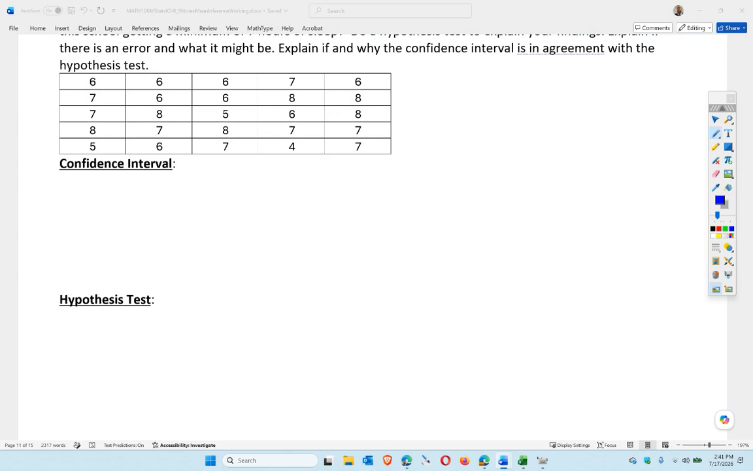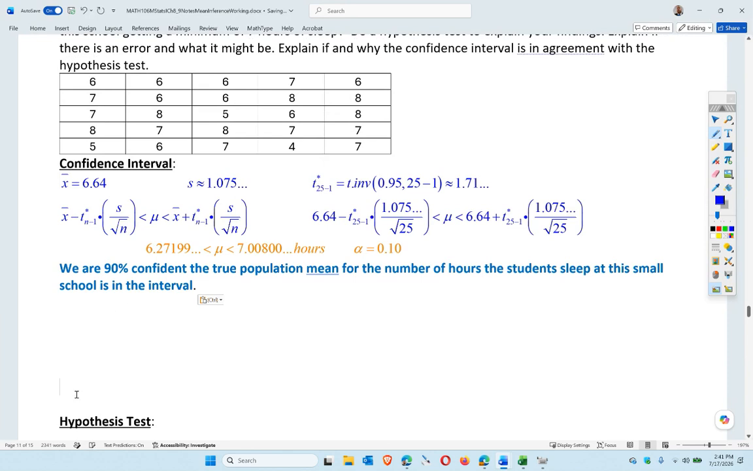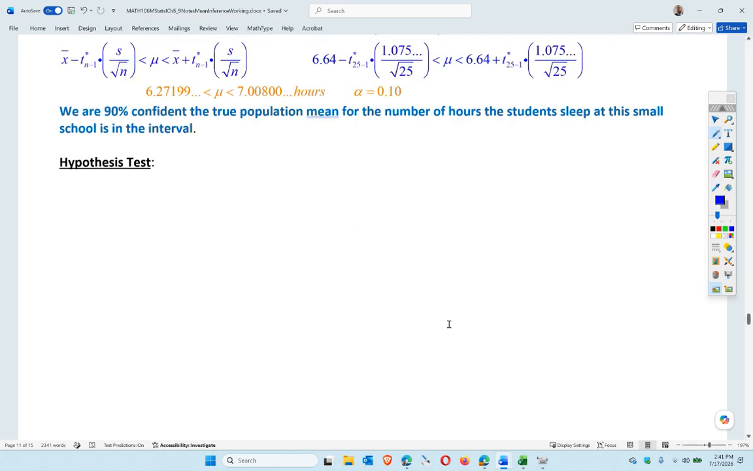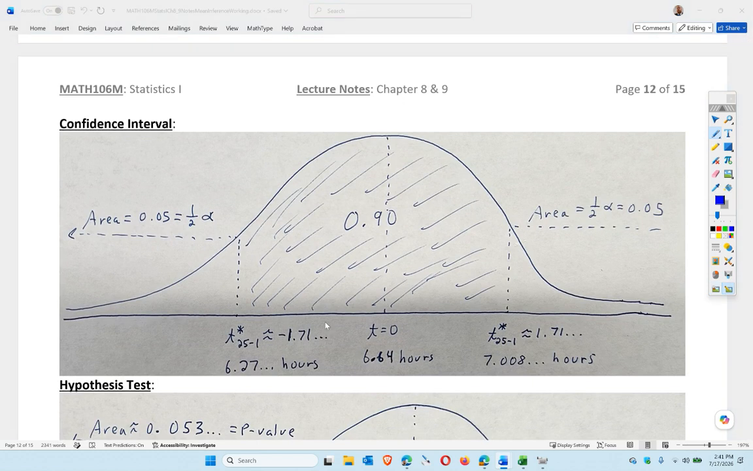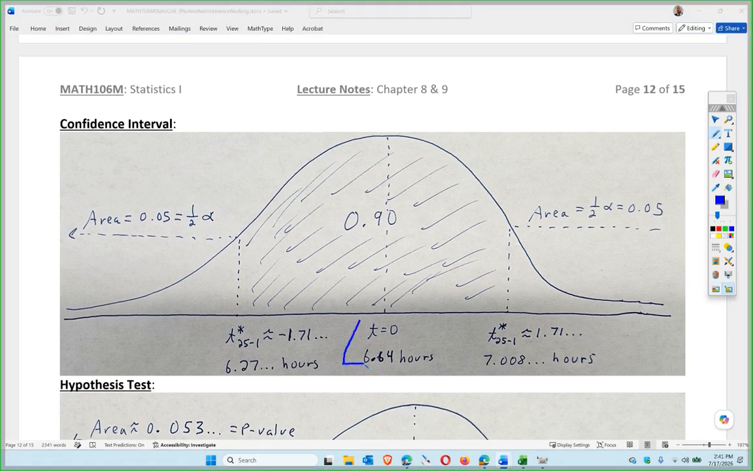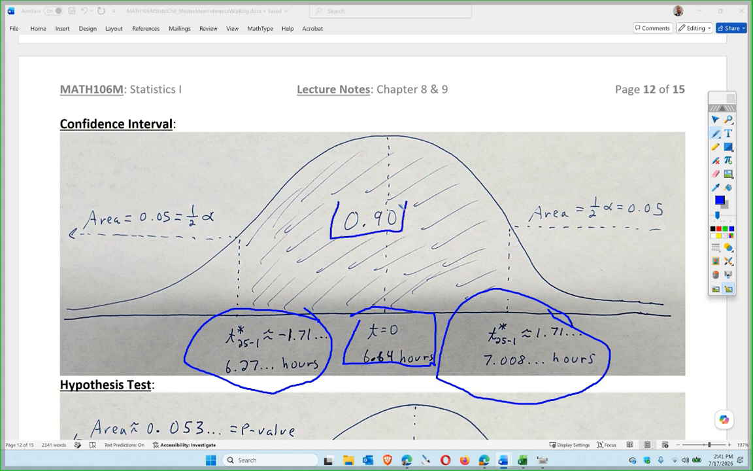So essentially, we did the confidence interval on the spreadsheet, and this is what we got for t with 25 minus 1 degrees of freedom with 25 samples. We believe the actual number of hours that kids are sleeping at this particular school to be in there, with an alpha of 0.10. So pictorially, what are we looking at? At t equals 0, that's our sample mean, 6.64 hours for those kids that we had. So we feel that our actual interval is between here and here with 90% confidence, and our tails are half alpha, which is 5% each.